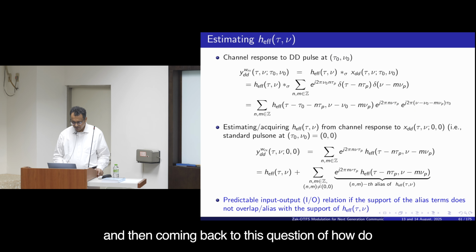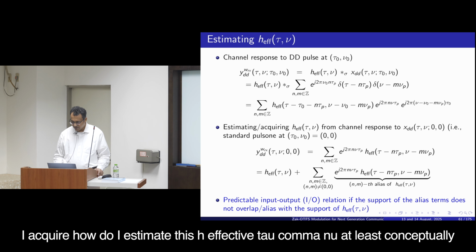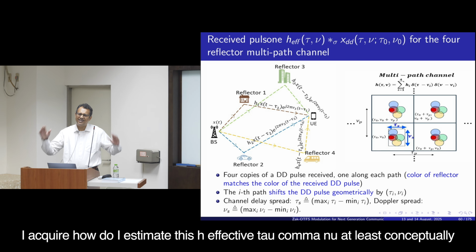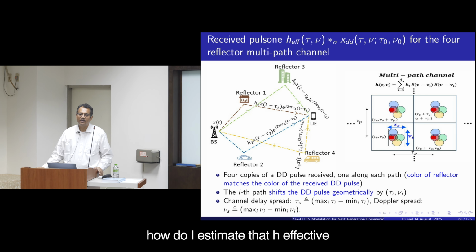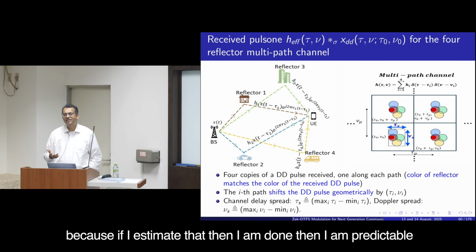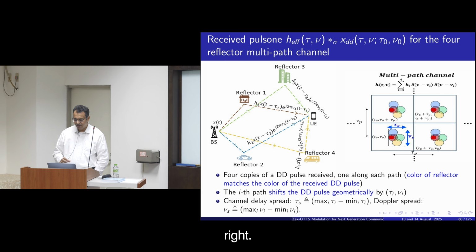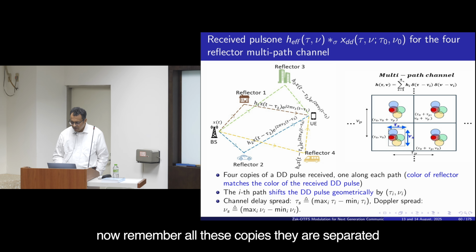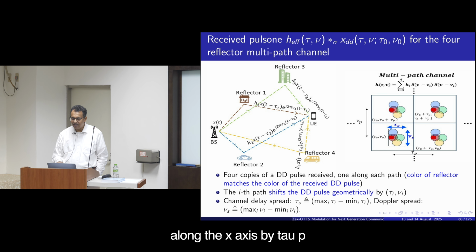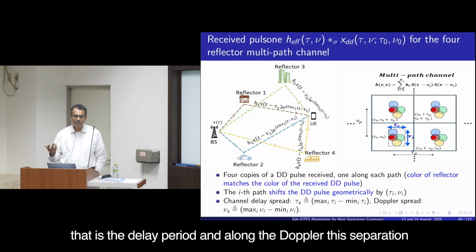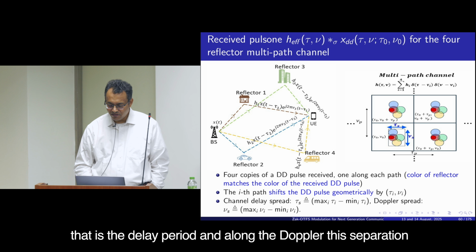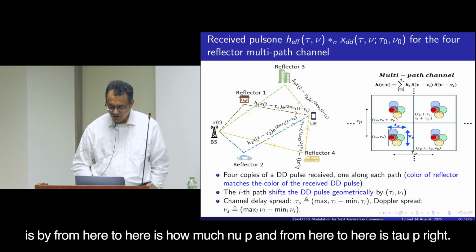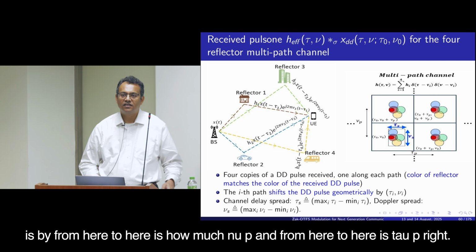And then coming back to this question of how do I estimate this h_effective(tau, nu), at least conceptually. How do I estimate that h_effective? Because if I estimate that, then I am done, then I am predictable, right? Now remember all these copies, they are separated along the x axis by tau_p, that is the delay period, and along the Doppler the separation, from here to here, is how much? nu_p, and from here to here is tau_p, right?